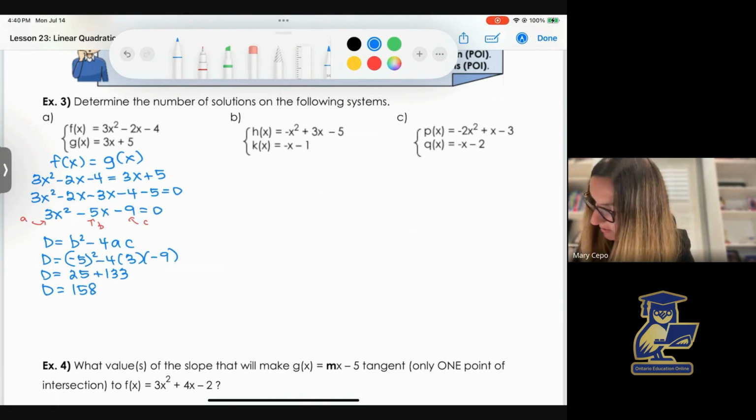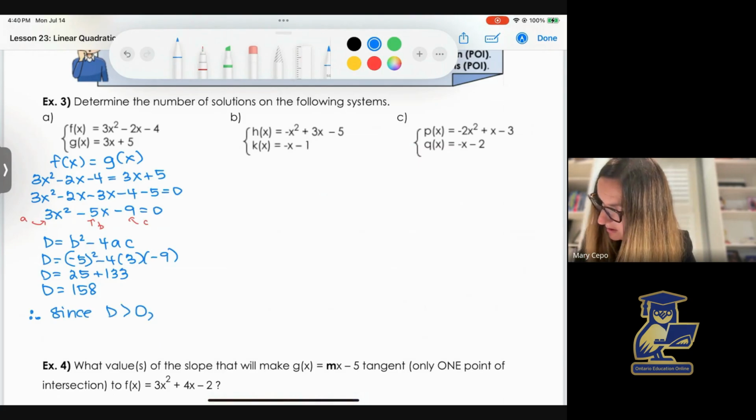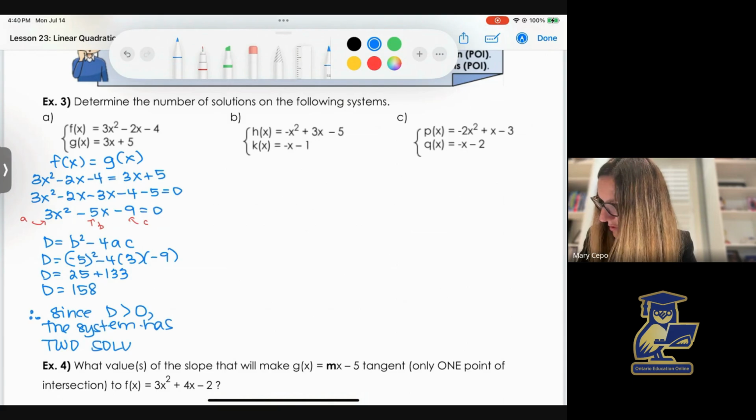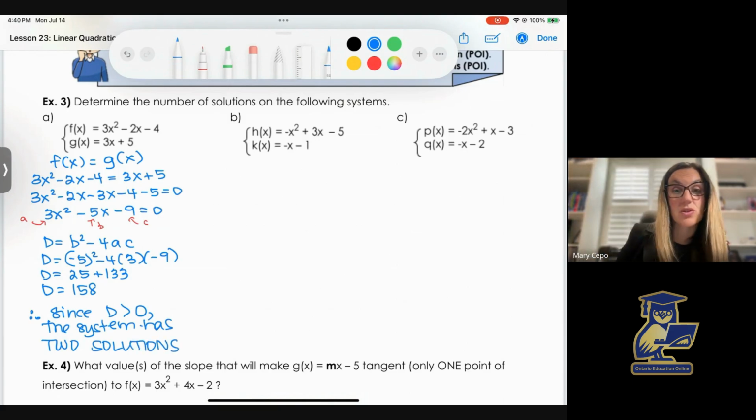So we can say, therefore, since D is greater than 0, the system has two solutions. Okay, it doesn't tell us what those points of intersection are. It just tells us how many solutions this quadratic linear system would have.